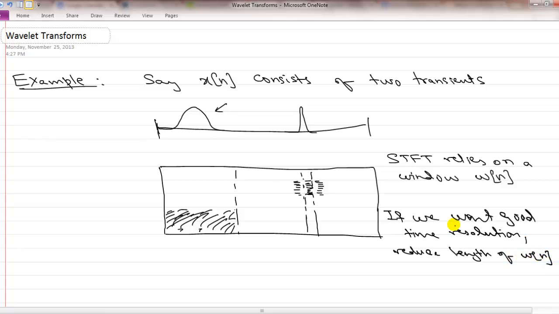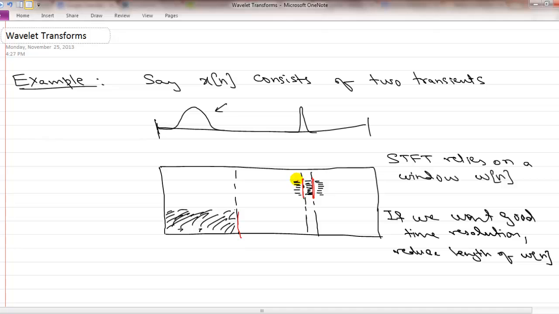Now we are only interested in the time resolution in relation to the high frequency. We are fine with the low frequency. But the short time Fourier transform has no distinction between the two. It's going to give you really sharp transition here if you reduce the length of the window. And around these edges, you will have a really sharp transition.